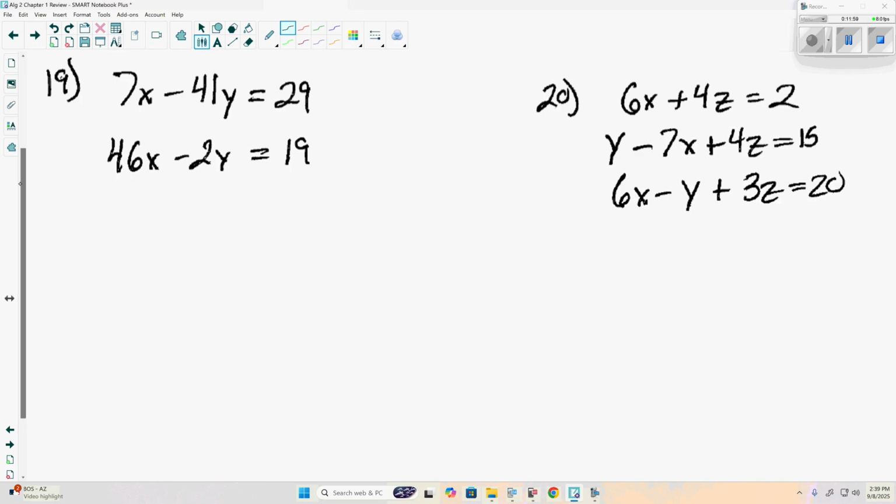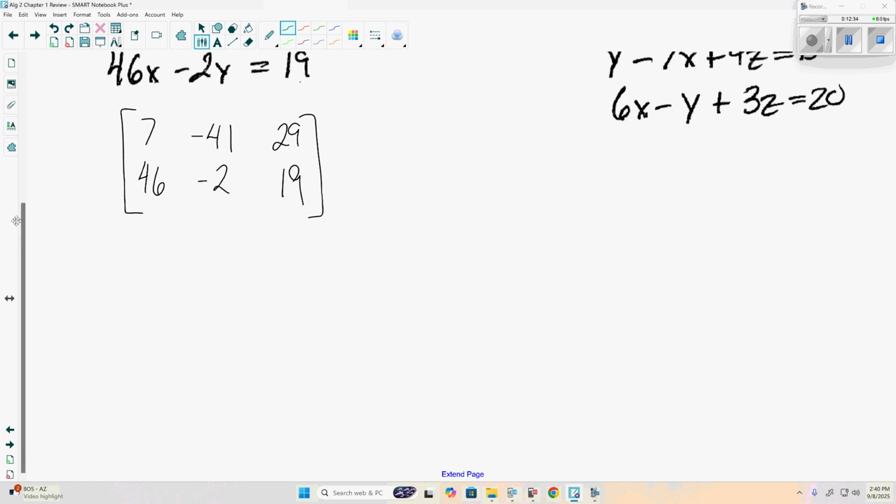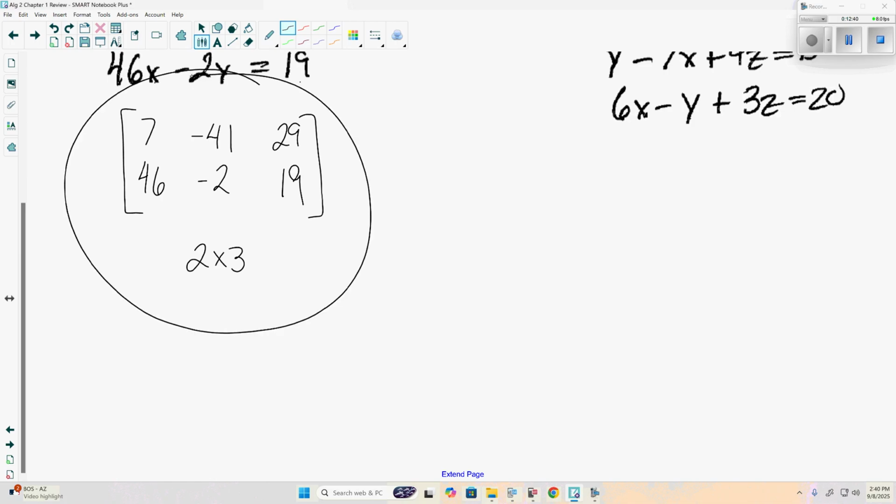So when we write these here, we need to make sure the variables are on the left-hand side and they're in the order X, Y, or X, Y, Z. If we look at 19, the first equation is X, Y equals number. Second one is X, Y equals number. So those are in the correct form, and we can go on and start plugging our numbers in. So for X, the number would be 7, then -41, 29. Our second equation would be 46, -2, 19. And the dimensions would be 2 by 3. And that's it.